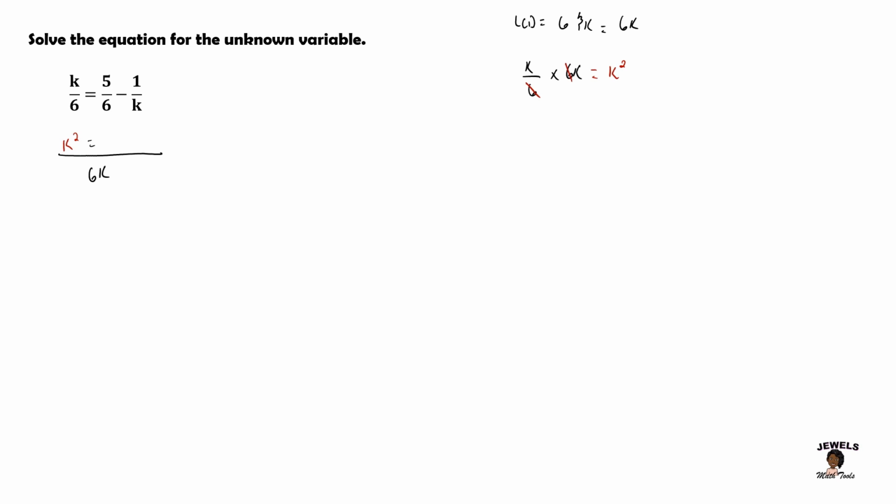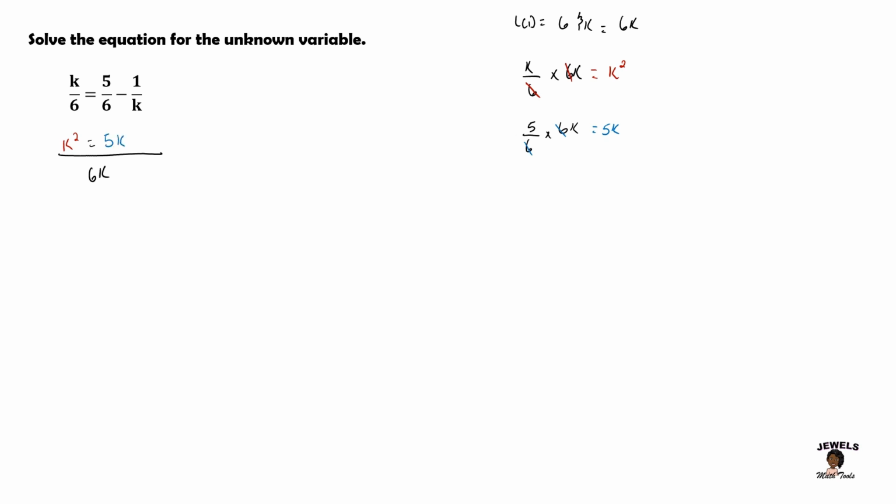And now we're going to work on our second fraction, which is 5/6. This would also be multiplied by our LCD of 6k. And just like we did before, we are going to cancel out the terms that are common. So we're going to cancel out our 6's again, leaving us with just k, and 5 times k equals 5k.